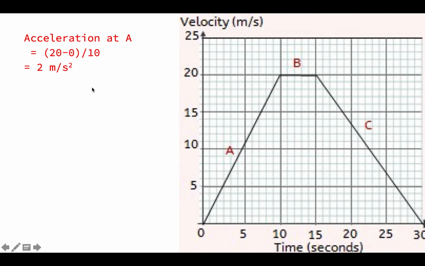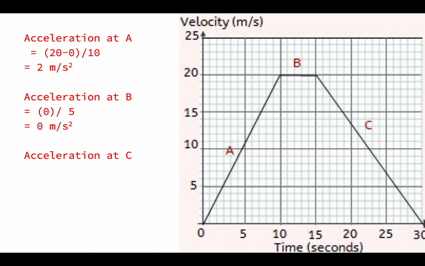Now B, if you notice, the gradient is 0, so our acceleration will be 0. Although this time the person or car or bike will not be stationary, they'll be moving with a constant velocity of 20 meters per second.